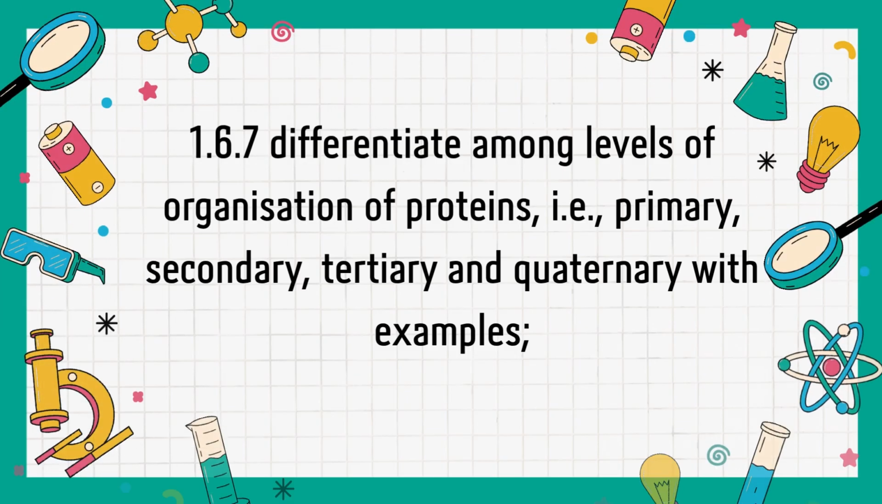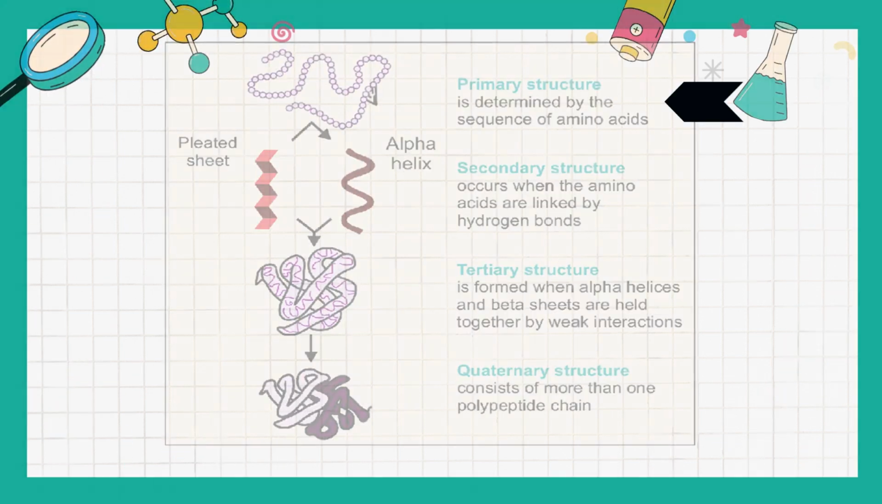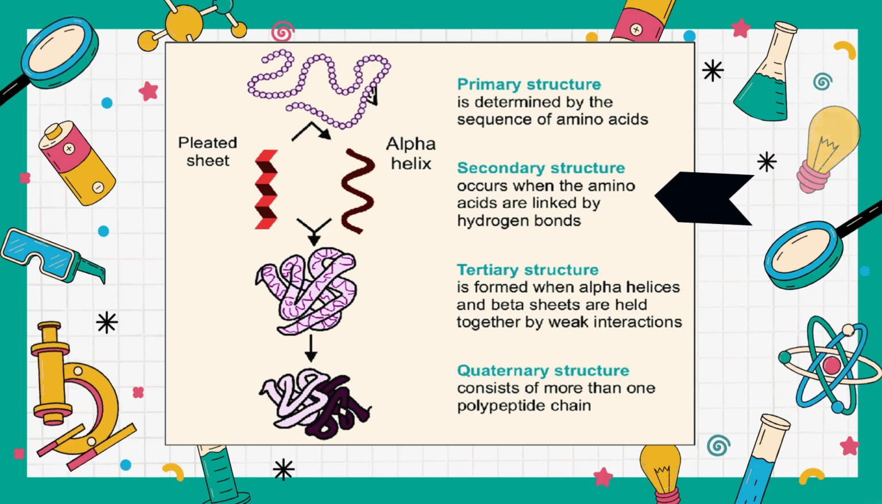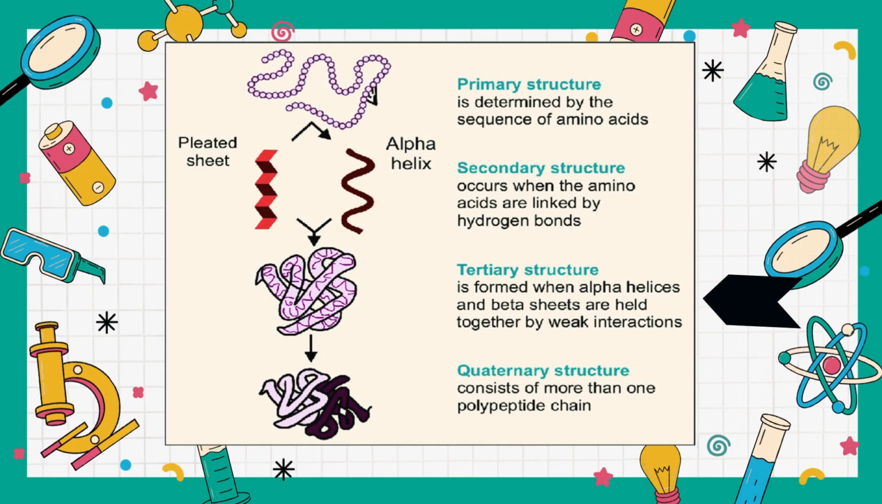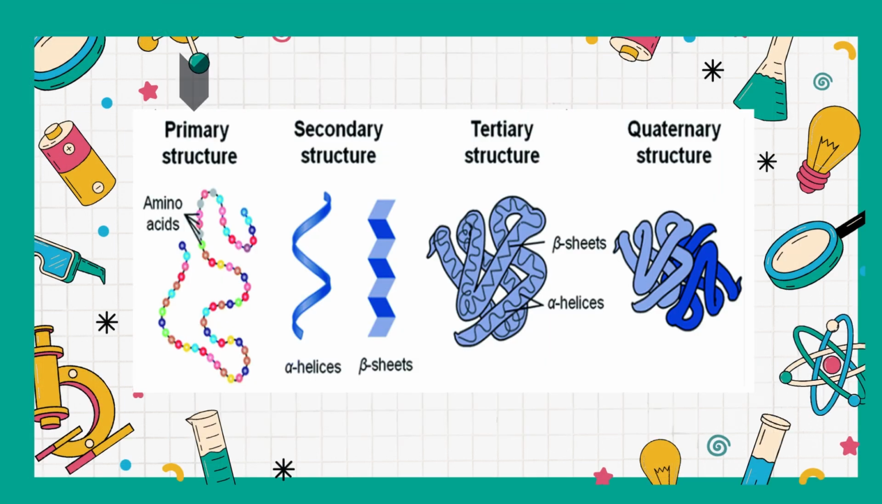We have already discussed what proteins are made up of. Now in this video we are going to discuss the levels of organization of proteins. Here we will discuss the primary structure of protein, secondary structure, tertiary structure, and the quaternary structure of protein with examples. First one is the primary structure.